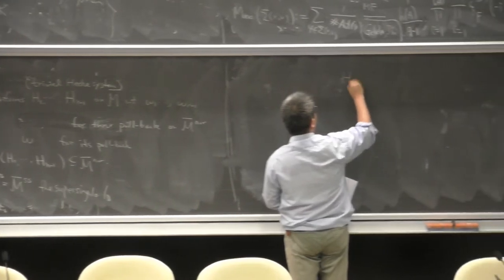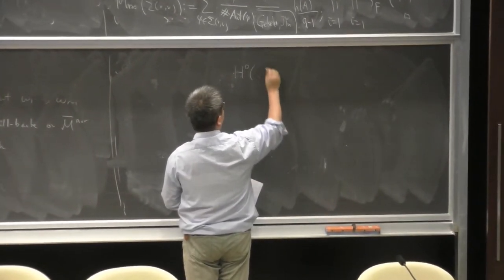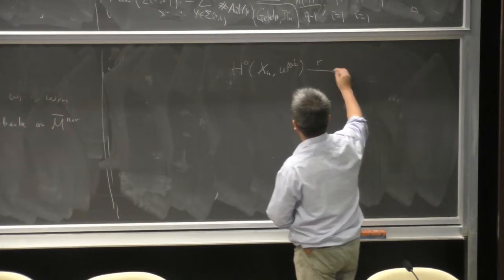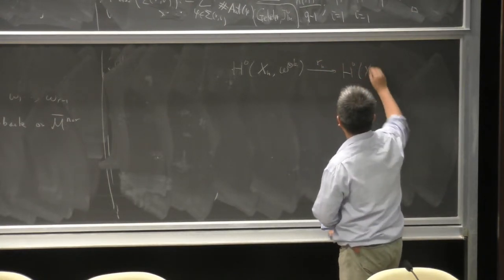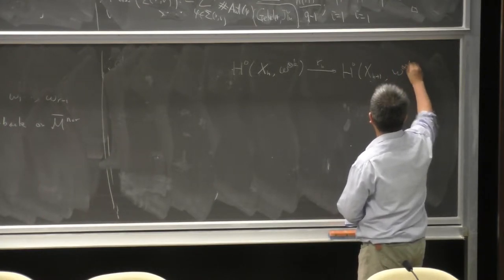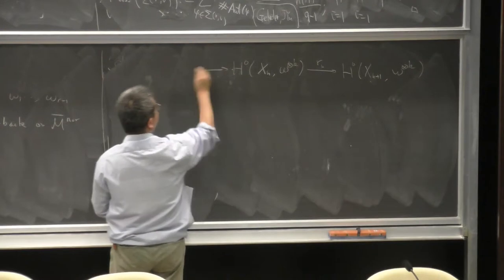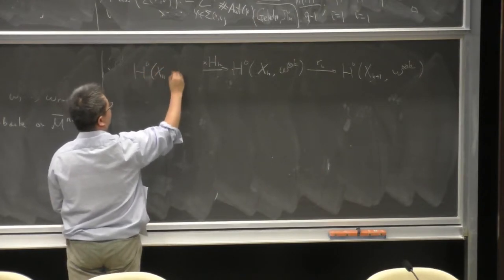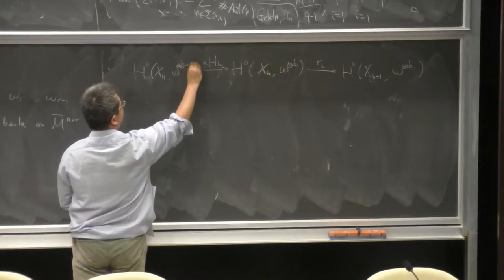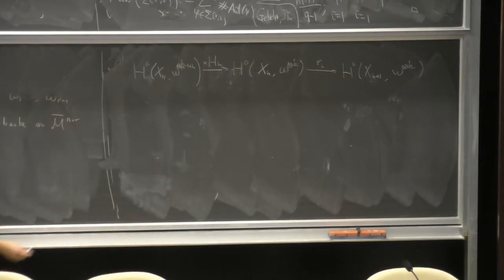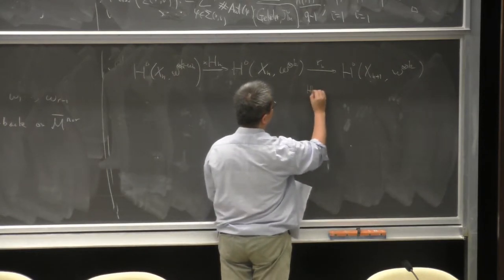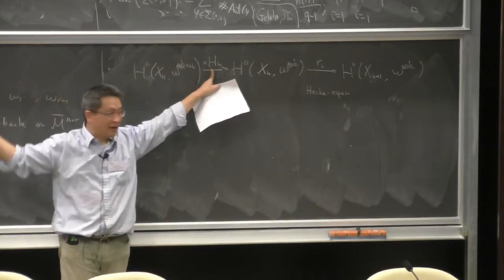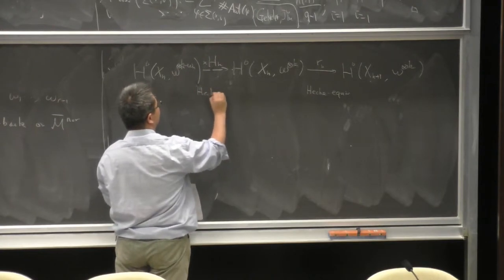So in the middle, I have H0 of X of h, and I consider the restriction map to h of X. Okay, and then the kernel comes from the multiplication by h of h. And so the restriction is okay. Again, this is Hecke equivariant, and because of the trivial Hecke eigensystem, this multiplication is also Hecke equivariant.